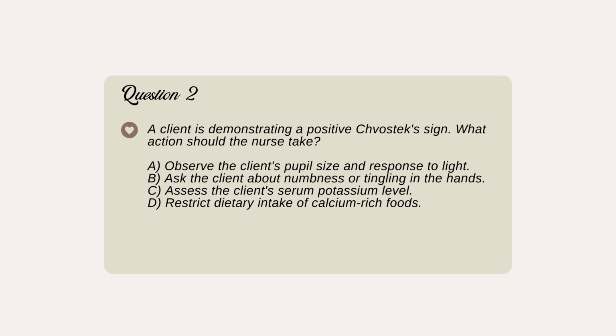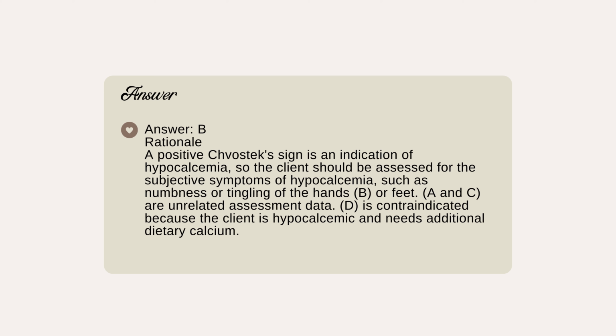Answer. B. Rationale. A positive Chvostek sign is an indication of hypocalcemia, so the client should be assessed for the subjective symptoms of hypocalcemia, such as numbness or tingling of the hands or feet. A and C are unrelated assessment data. D is contraindicated because the client is hypocalcemic and needs additional dietary calcium.